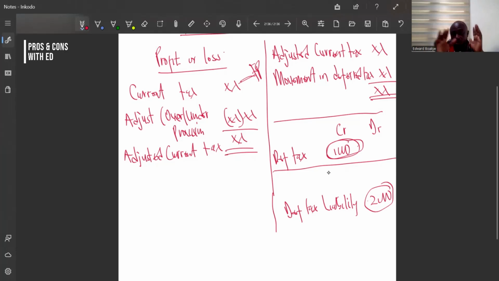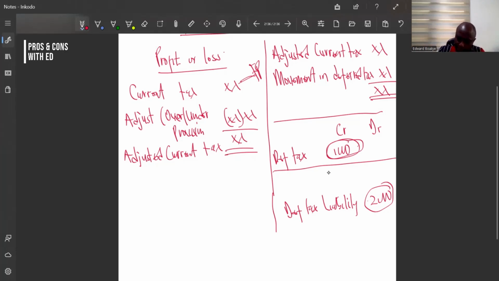Please, this is very confusing, so let us try as much as possible and get it well, because IAS 12 is one of the easiest things that you can do. You can do financial reporting and not dodge IAS 12. So let's try and get the movement very well. For current tax, it's very simple, but for deferred tax, the only confusing part is the movement. Once we get the movement, we are good to go.